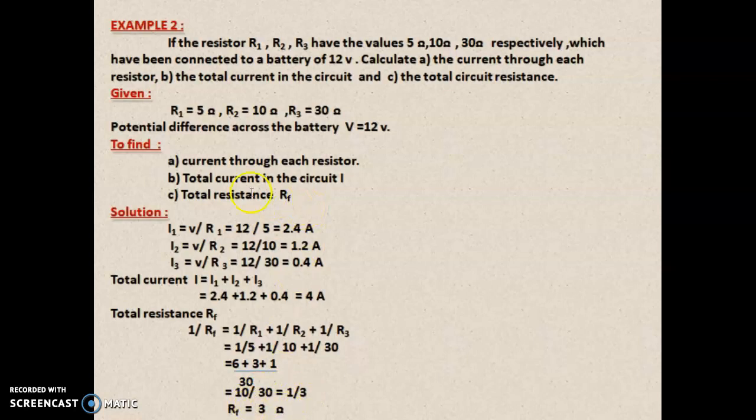So here we have found the current through each resistor, that is I1, I2 and I3, the total current in the circuit I, and the total resistance Rf is equal to 3 ohms.